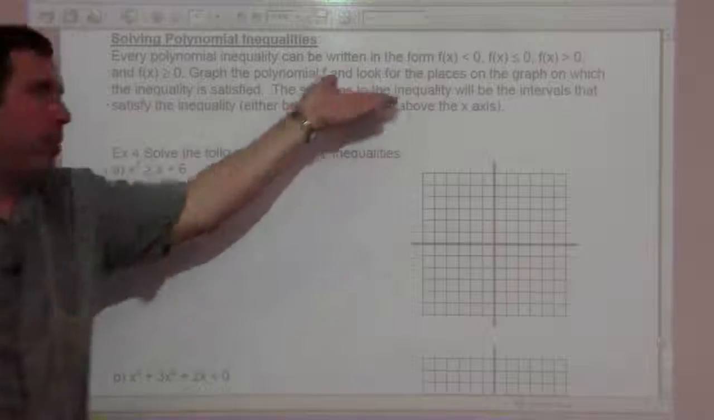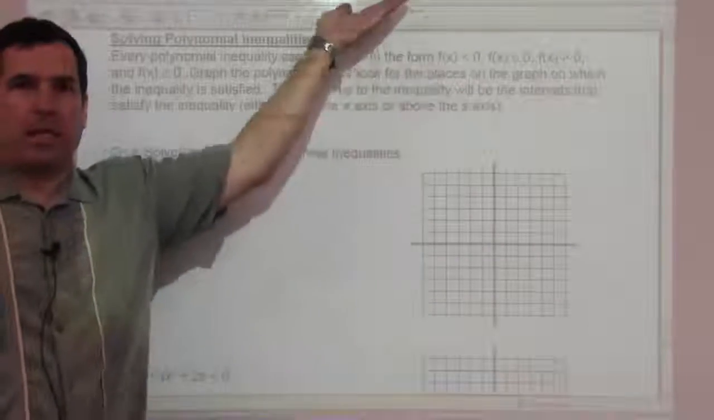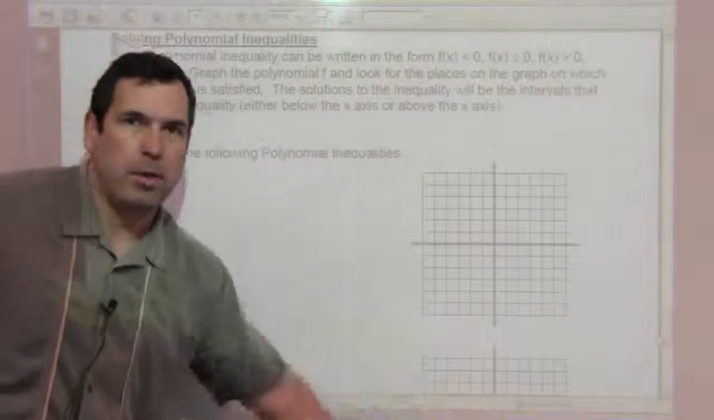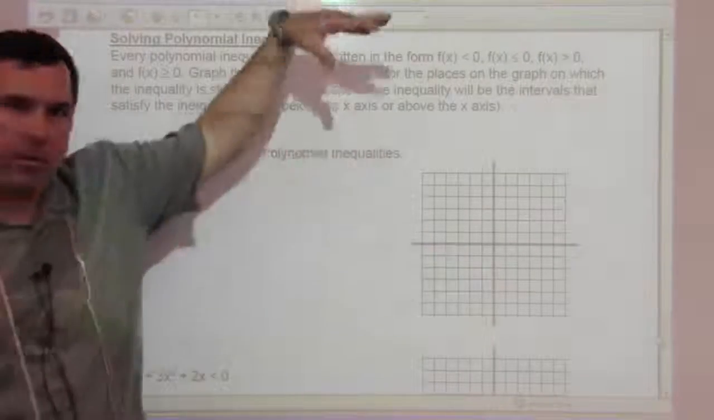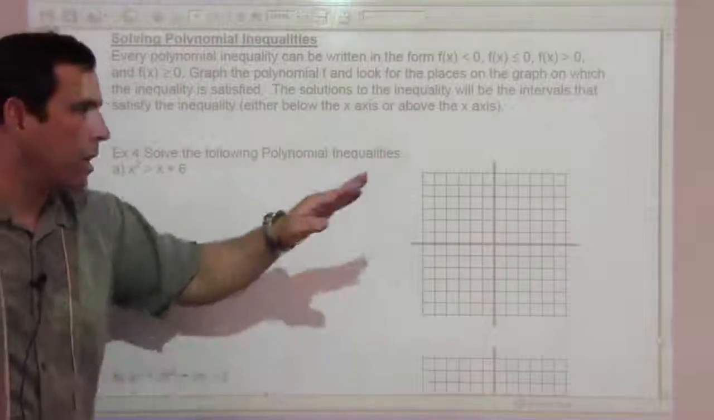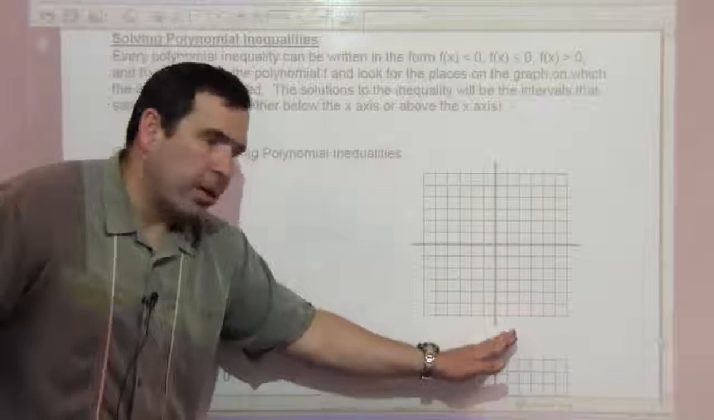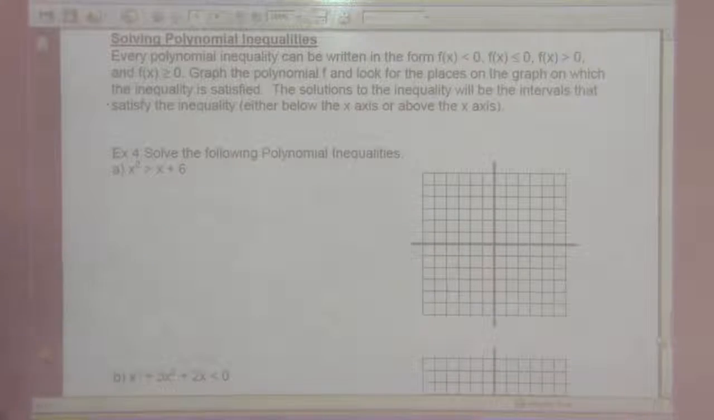So is it bigger than 0 if it's above the x-axis? Less than 0, it's below the x-axis. Greater than or equal to, where it's equal to 0 or above the x-axis. Less than or equal to 0, equal to 0 or below the x-axis. Okay. So solve the following polynomial inequalities.